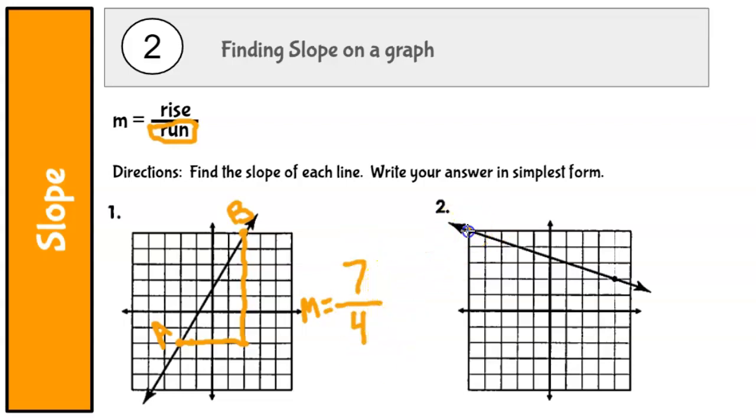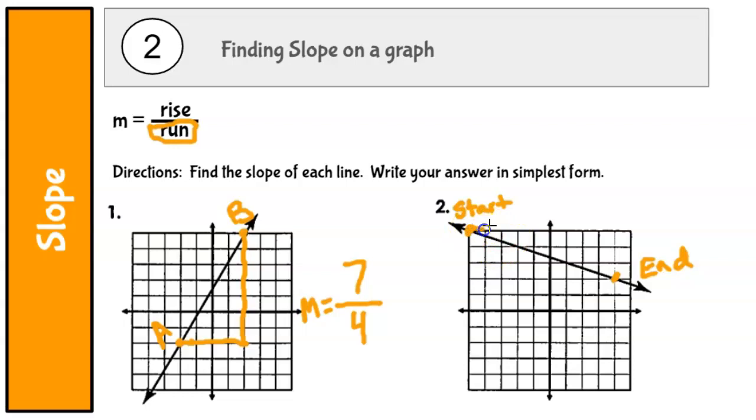Let's do another one. So we're going from this point to this point, and it's really helpful to start on the one that is the furthest to the left, and then end on the one that's the furthest to the right. But it doesn't really matter. You should get the same answer no matter what. So I'm going to run over, always run first.